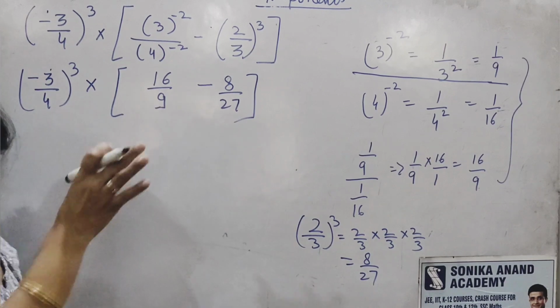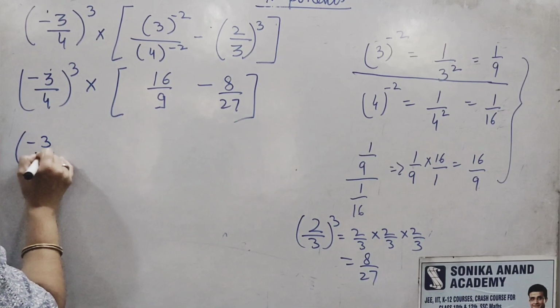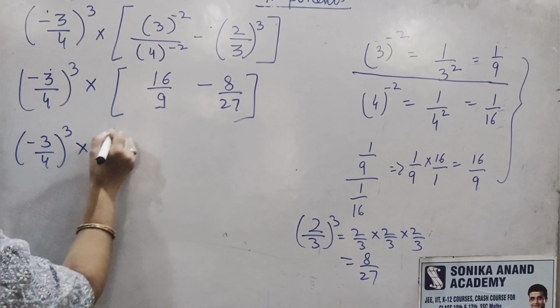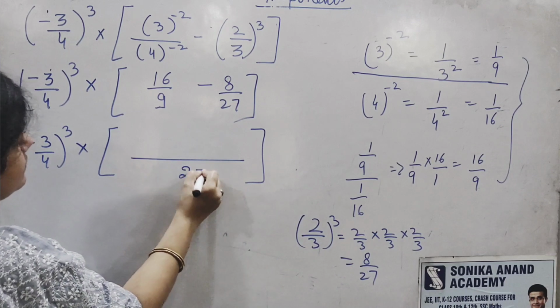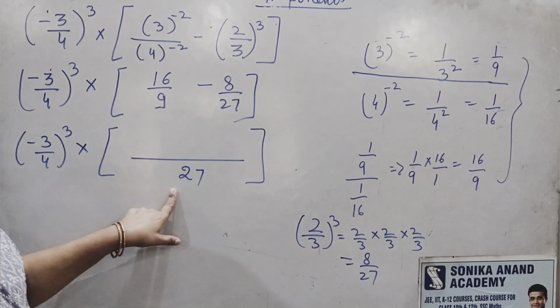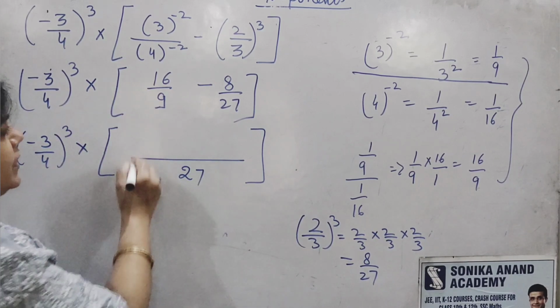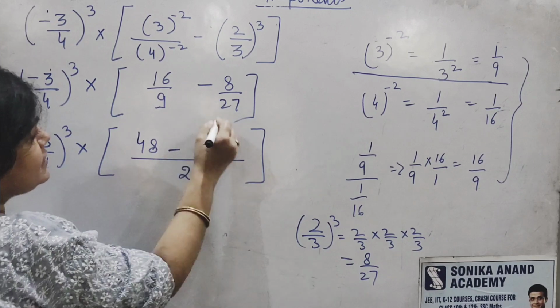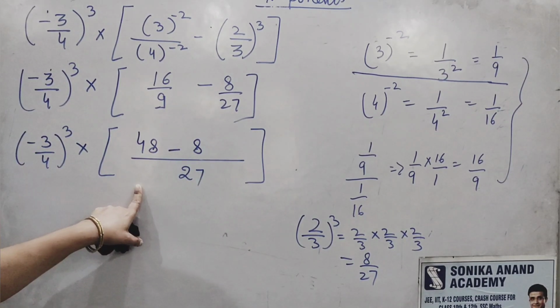Now we have to solve this. We have to subtract these two rational numbers. Minus 3 by 4 cube into. Find the LCM. It becomes 27. 9 3s are 27. Then 16 into 3 is 48, minus 8. Should I explain in detail or is it clear?